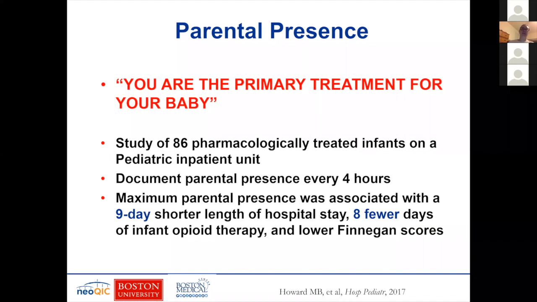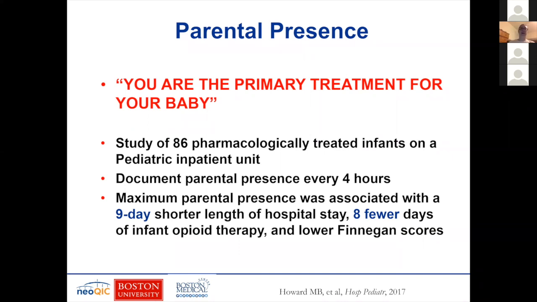And so the nurses would document in the medical record every 4 hours the percent of the time that the parent was there, and we would come up with a percentage across the course of the hospitalization. And actually, we still do this to this day. It's a part of the vital signs for the babies, and we think it's so important that they're there. And what we found was the moms that were there all the time, those babies were in the hospital 9 days less, which was really significant.